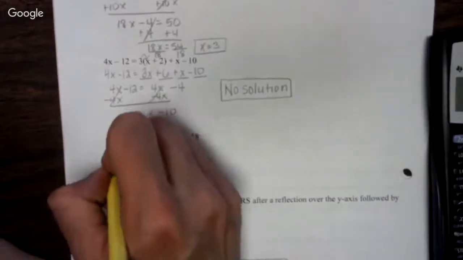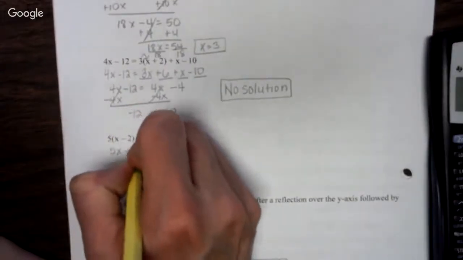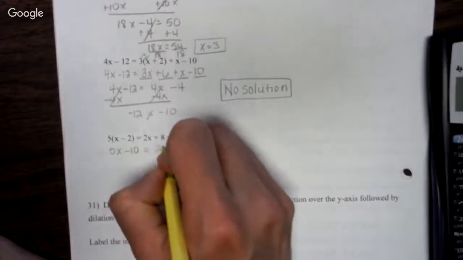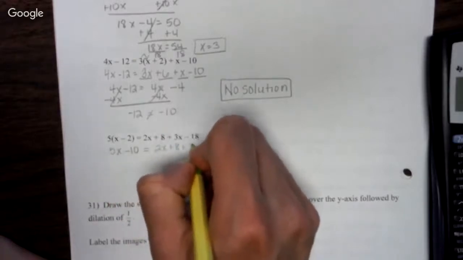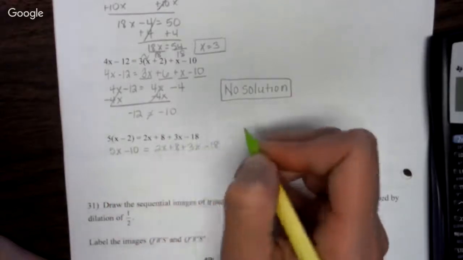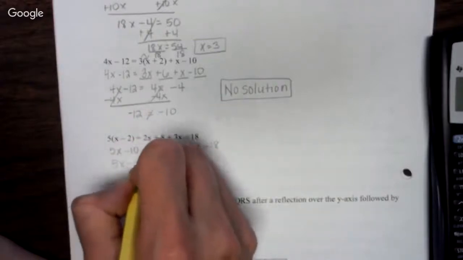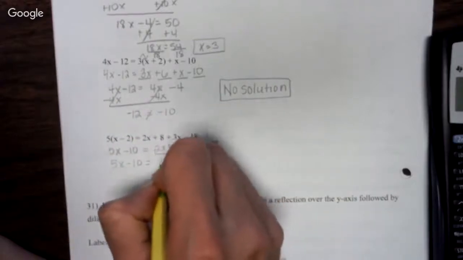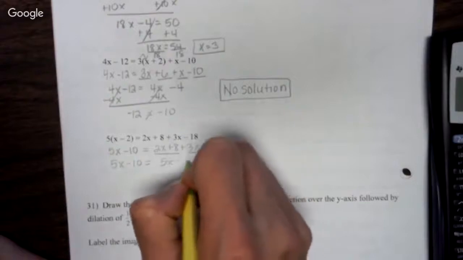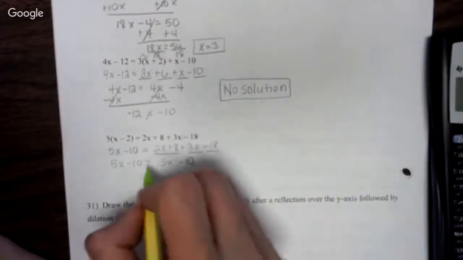All right, in part C, we're going to do the same thing. We're going to distribute first. So you get 5x minus 10. Now let's combine like terms. So 5x minus 10. This way we have 2x and 3x is 5x. 8 and negative 18 is negative 10.